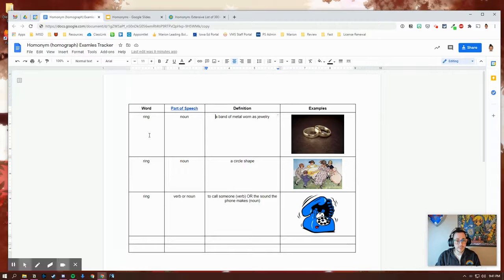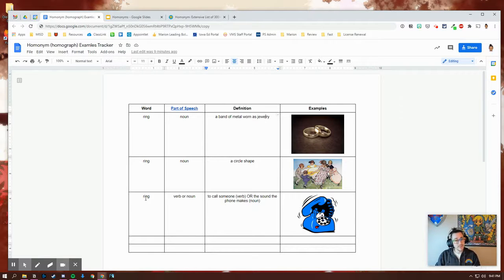So if we go back to our example sheet, I've got the word ring, I've got the part of speech noun, and if you need a refresher on parts of speech, this link goes to a pretty useful handout that goes over all of the parts of speech. Then I've got a definition that I made up myself, a band of metal worn as jewelry, and then I put my example picture. Our second definition is also a noun, and it's a circle shape, so here are children in a ring, like Ring Around the Rosie.